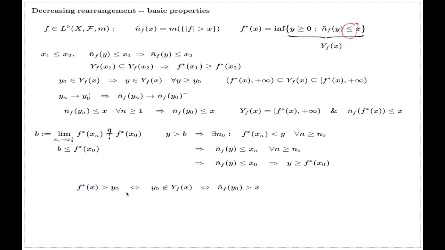And that's it, a chain of equivalences which says that we have this identity between sets. The set of those points on the real line where my decreasing rearrangement is bigger or equal than a given level y0 is in fact this half open interval. And if you interpret this from the point of view of distribution, the distribution function of f star is actually equal to the distribution function of the original function f.